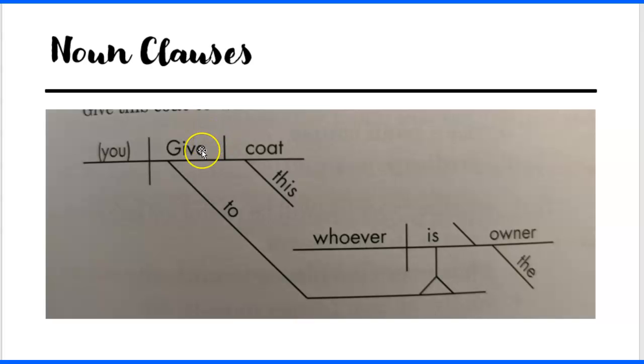What should you do? Give. You give what? Coat. But then we have to whoever is the owner. Now this is where this one gets confusing, but you've got to remember, maybe you have your preposition little chart in your notebook and you realize that to is a preposition. And so we're going to draw a big preposition slide, to, and then on our level piece here, we have to put this whole clause. Whoever is, and here's our predicate nominative backslash because we have this linking verb.